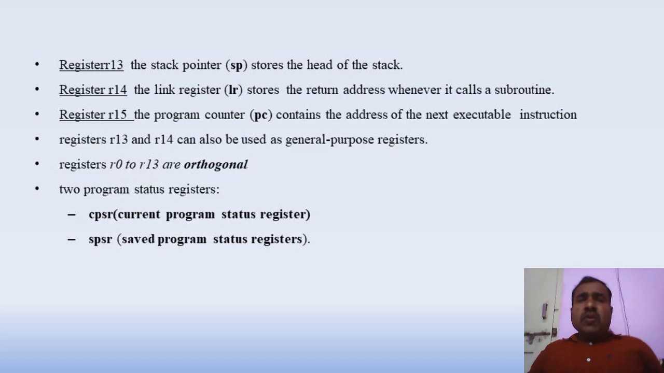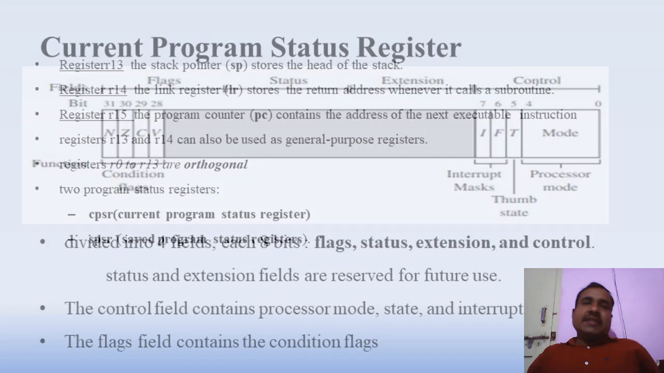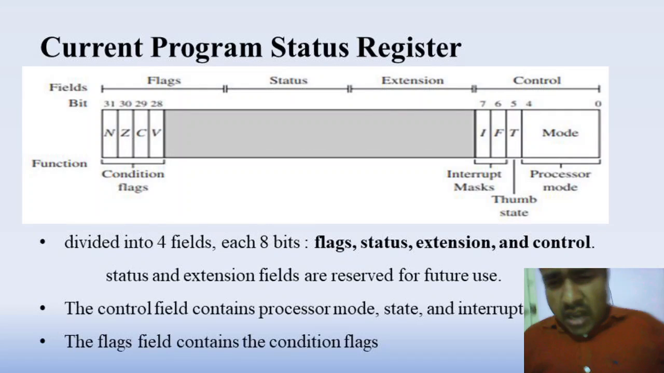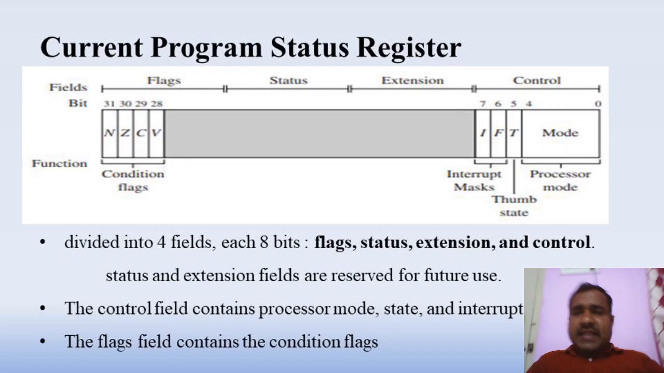The two program status registers are CPSR and SPSR. CPSR stands for current program status register, while SPSR stands for saved program status register. So we'll see them in the coming slides. CPSR stands for current program status register.